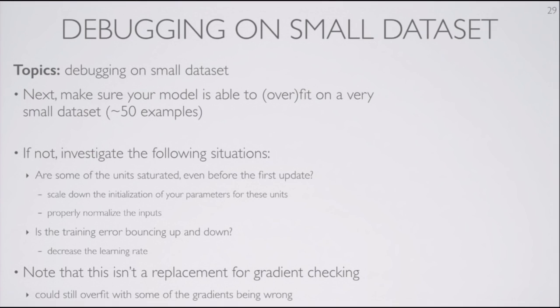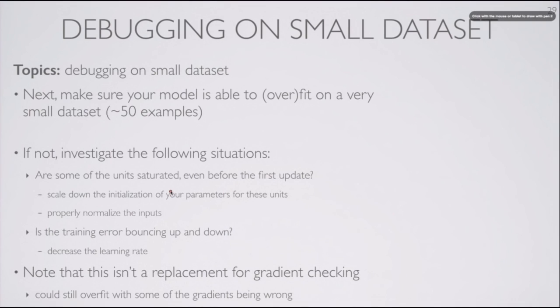Another useful thing to do is a very small experiment on a small data set before you run your full experiment on your complete data set. So use, say, 50 examples, just taking a random subset of 50 examples from your data set. And make sure that your code can overfit to that data, can essentially classify it perfectly, given enough capacity that you would think it should get it. If it's not the case, then there are a few things you might want to investigate.